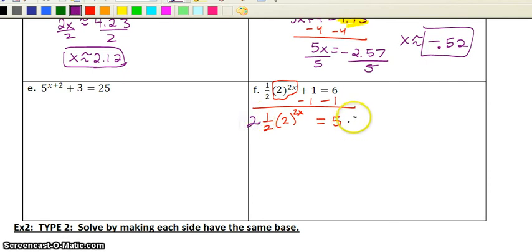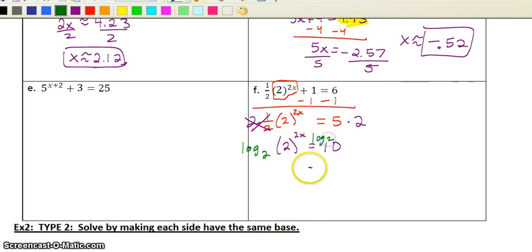It just cancels out this part. This part stays 2 to the 2x power. 5 times 2 is 10. And now I have the base and the exponent all by itself, and I'm ready to take the log of both sides. This time it's a base of 2. So I'm going to log base 2 of both sides.